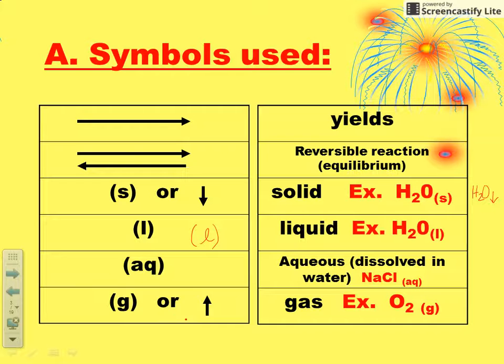Finally, if you want to represent a gas, you can use a G or an arrow pointing up because most gases tend to rise.